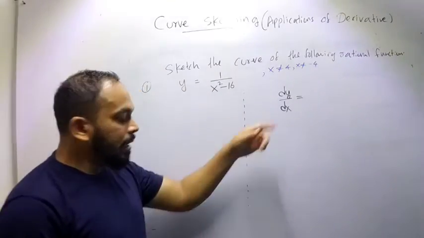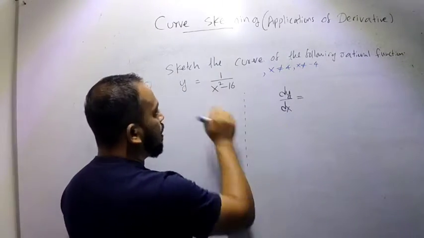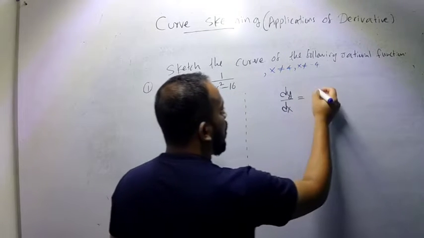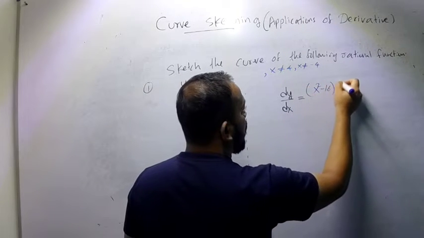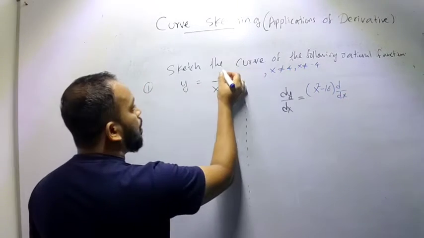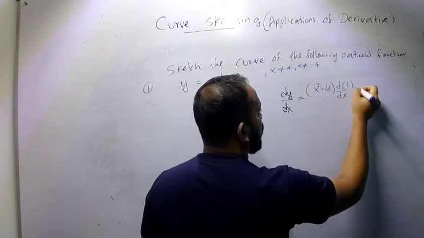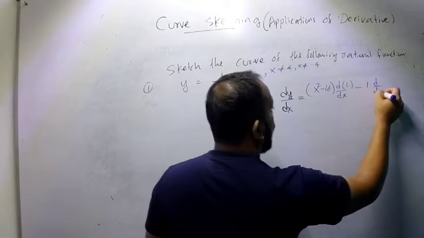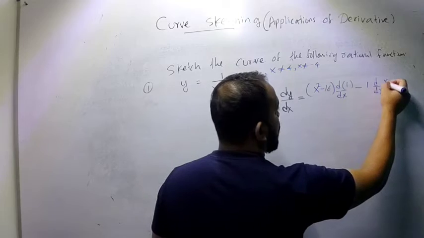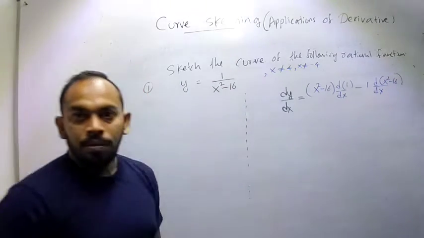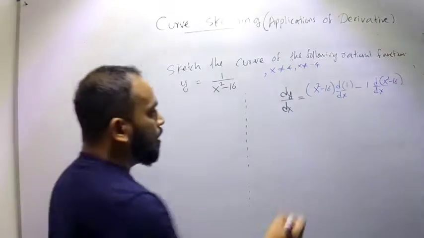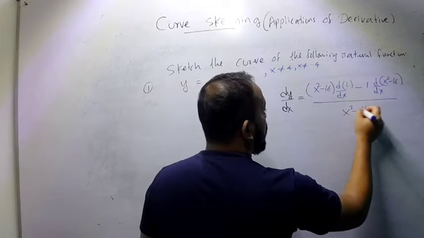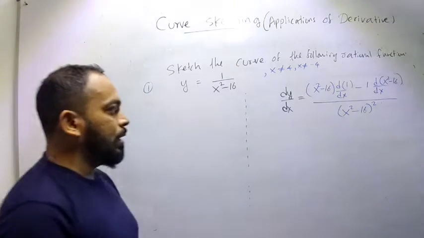Right, next we'll find dy by dx. This is what we need, the first derivative. So we have to use the quotient rule here. Quotient rule: x squared minus 16 into the derivative of the function in the numerator, this is just 1. Then numerator into the derivative of the denominator, x squared minus 16, the derivative of the denominator. Then divide this whole thing by denominator squared, right? Denominator squared.